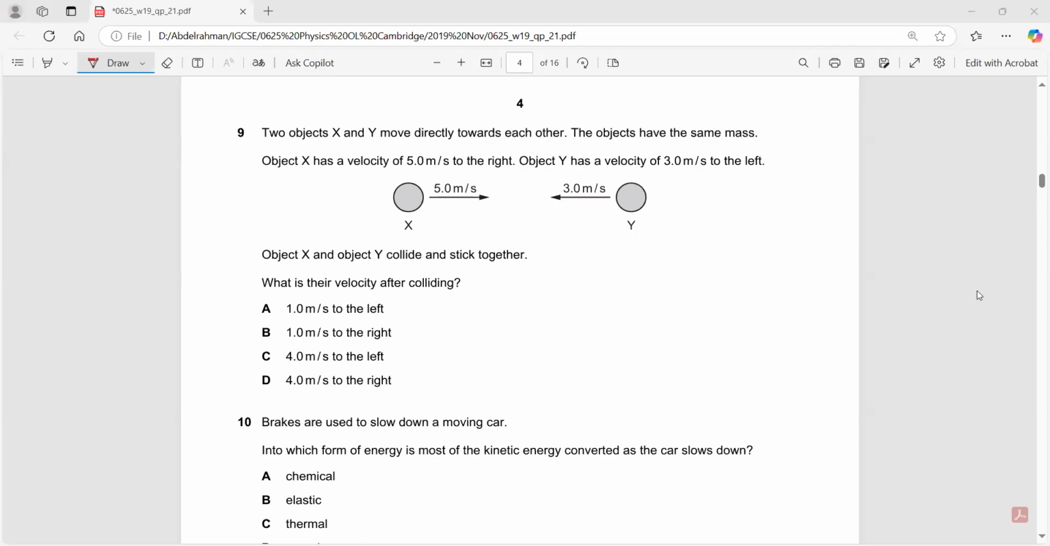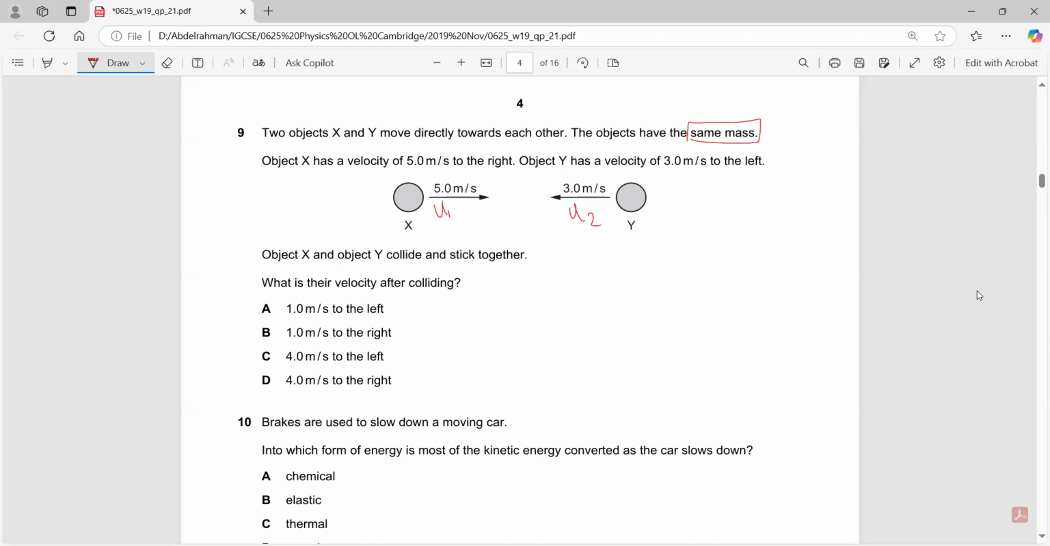Object X and object Y collide and stick together. What is their velocity after colliding? Well, this is a classic case of two bodies colliding together. Object X is moving towards the right, which has a mass and a velocity, so we can say that this is u1. And Y is moving towards the left, which has a velocity of u2. He did not state the masses, but he said that the masses are the same.